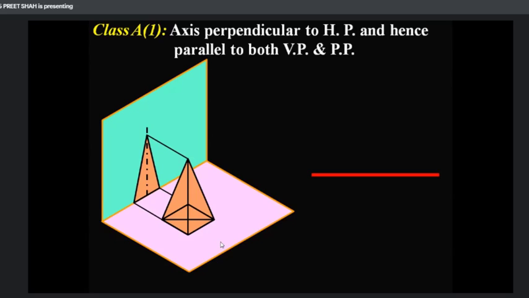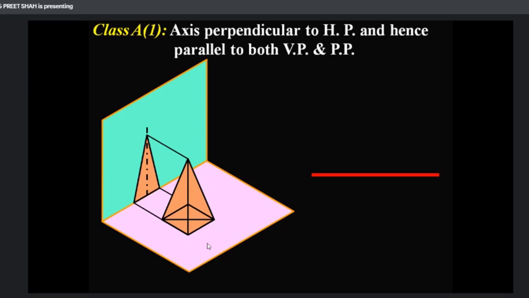If solid is resting on HP or vertical plane, on one of its sides, what will you do? You will draw sides on the right hand side. Understand? Okay, suppose the solid is resting on HP and vertical plane on one of its corners. So what will you do? You will draw corner on the right hand side. Okay, so all of you, write down this point in your sketchbook.